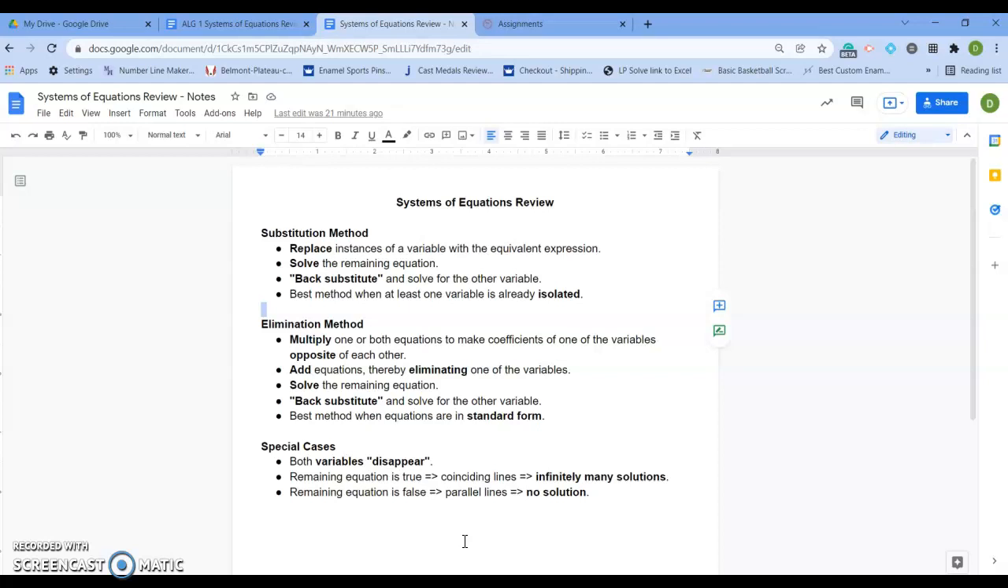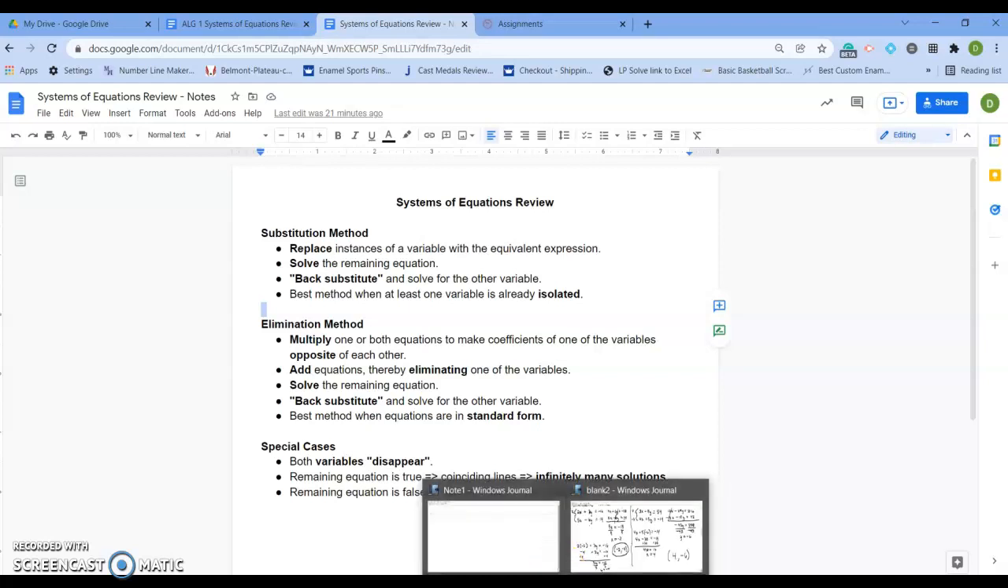In which case we had coinciding lines. Our equations were actually the exact same equation, just in a different form. And we have infinitely many solutions. Not all real numbers, but infinitely many solutions. The other thing that could happen is the remaining equation is false, something like 0 equals 2, in which case we had parallel lines and there's no solution. So let's look at these in practice.